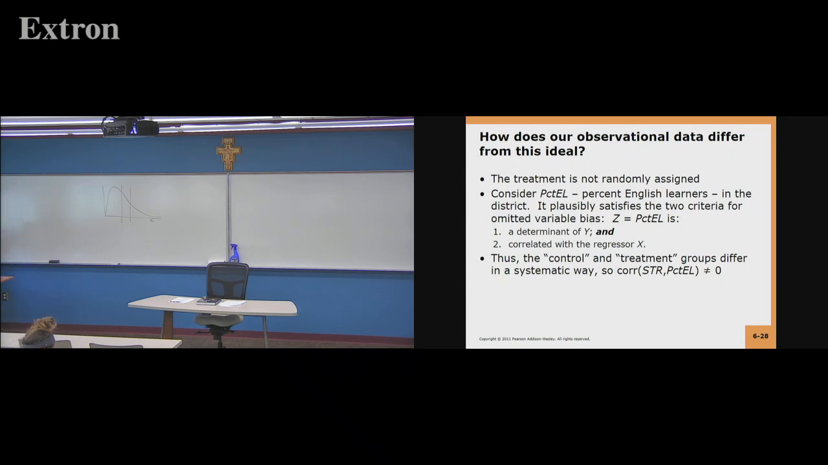Obviously, immigrants seek out different communities. They go purposely to different communities. So the communities are going to have different percentages of students that speak English as a second language based on their characteristics.